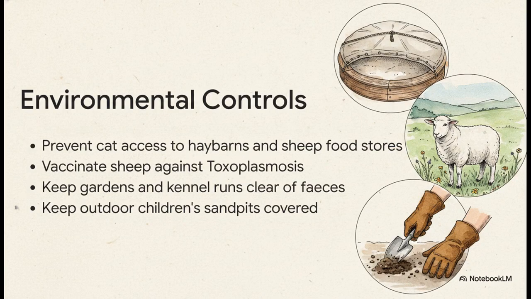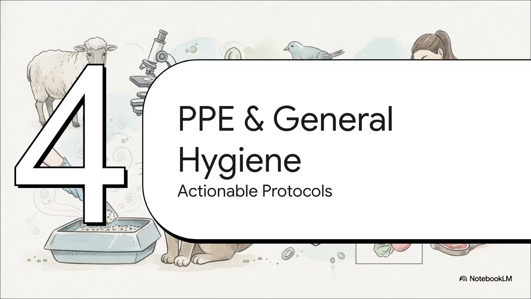When you're out in the field on a New Zealand farm or working in a busy vet clinic, your environmental controls have to be dialed in. As future animal care pros, you need to advise farmers to keep young cats entirely out of hay barns and sheep food stores. You should also know that yes, we can actually vaccinate sheep against toxoplasmosis to prevent those awful abortions. Always, always keep gardens and kennel runs totally clear of feces. And make sure outdoor children's sandpits are tightly covered, because remember, those oocysts can survive in that sand for a very, very long time.